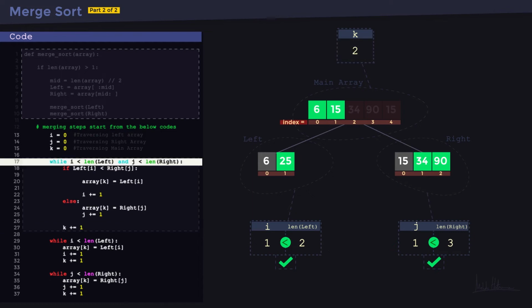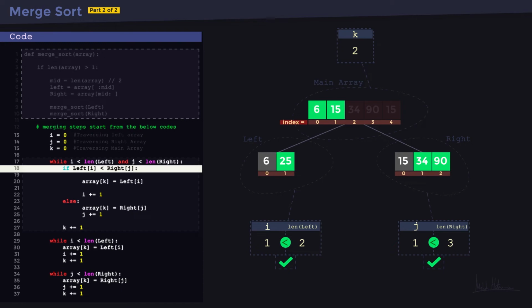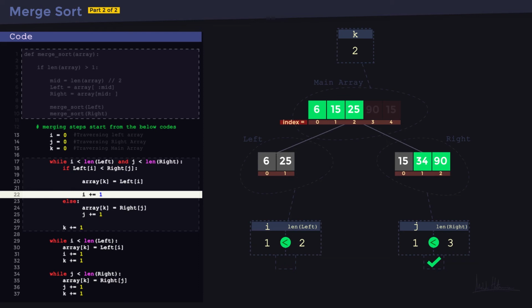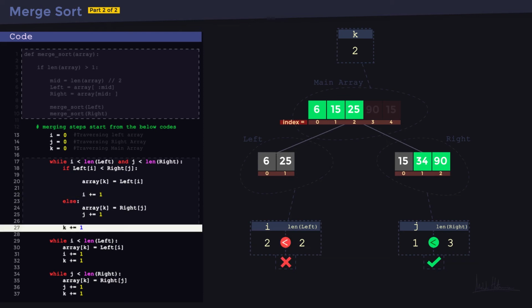Then go to the first while condition and check if I and j are less than the length of the left and right subarrays. The condition is true, so go to the if statement and check if 25 is less than 34. As you can see, 25 is less than 34. Then we must place 25 at index 2 of the main array. Go to the following lines and increment I and k respectively.